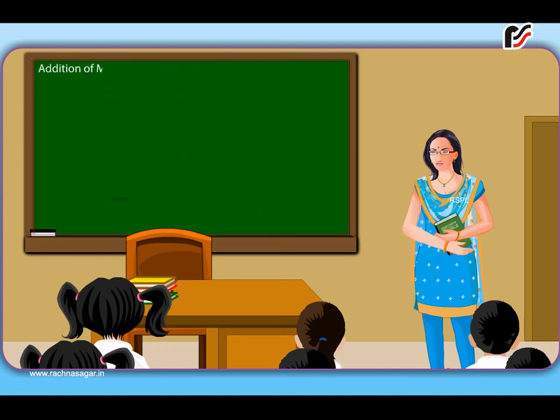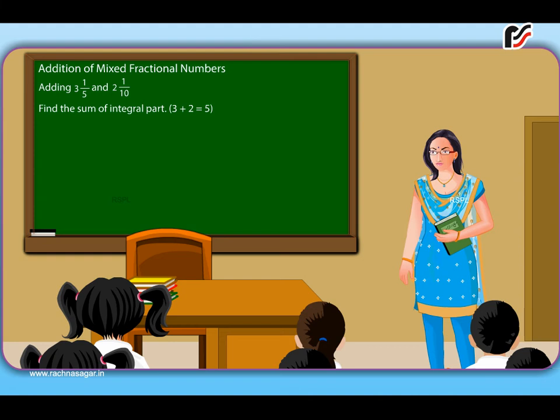Addition of mixed fractional numbers. Adding 3, 1 by 5 and 2, 1 by 10. Find the sum of integral part. 3 plus 2 is equal to 5. Find the sum of fractional part by converting them to like fractions.